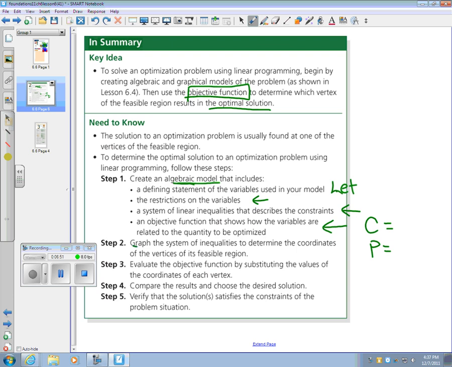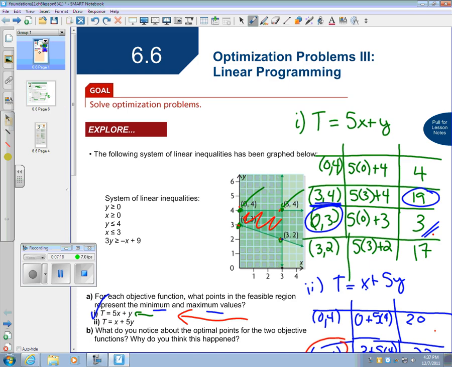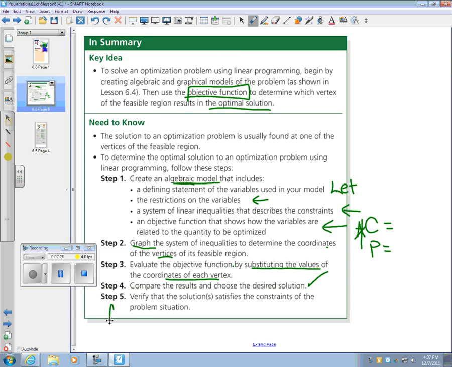Then we graph it to find the coordinates of the feasible region. So we're trying to find a triangle or some sort of quadrilateral, some region. We evaluate the function we made up here by substituting the values into each vertex. We compare the results and choose the solution. So that's kind of what we did here. We compared all these results. We said 4, 19, 3, 7. Well, what's the minimum? What's the maximum? We compare those. And here's the new thing we're doing: we're verifying that the solution satisfies the constraints of the problem situation.